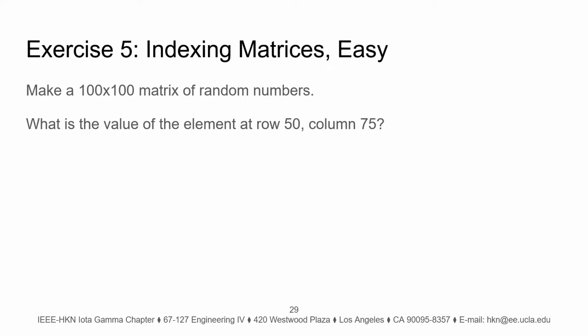Here's our fifth exercise, an easy challenge on indexing matrices. Now we're going to make a 100 by 100 matrix of random numbers, and what is the value of the element at row 50, column 75? It is important to note that due to the random nature of this question, your answer will most likely be different from the solution, which is linked in the description below.